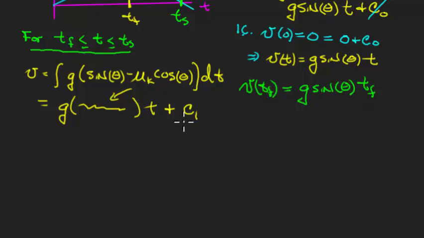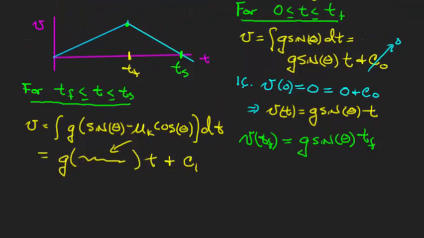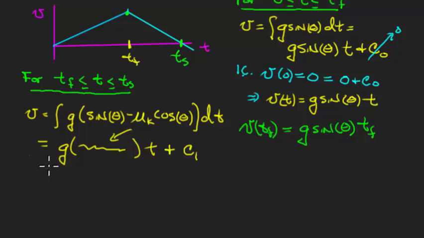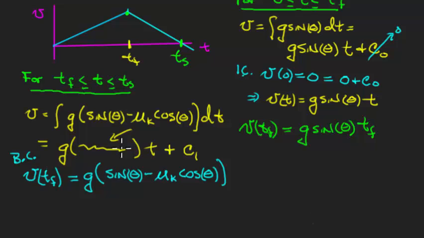Now how am I going to find that constant of integration? I'm going to take this expression v and evaluate it at tf, the time at which the friction starts. Here I'm checking a boundary condition, so I'll abbreviate that with bc. So v evaluated at tf, I've got g times all this stuff in the parentheses, and I'm going to write it out this time. I'm evaluating this at t equals tf.